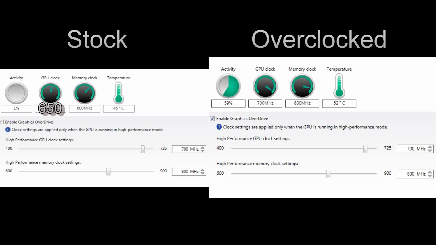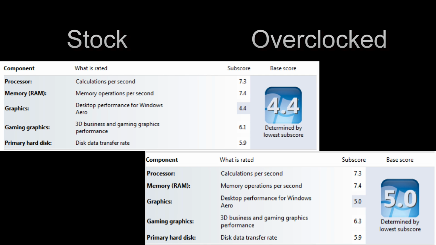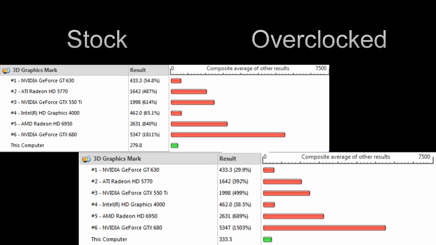So what I'm going to show you is the stock clocks are 650 on the GPU clock and 600 on the memory clock, and I overclocked them to 700 for the GPU clock and 800 for the memory clock. On stock clocks, Windows gave it a 4.4 and 6.1 for graphics and gaming graphics, and a 5 and a 6.3 for the overclocked. The Passmark GPU 3D test gave it a 279 on stock and a 333 on overclocked.